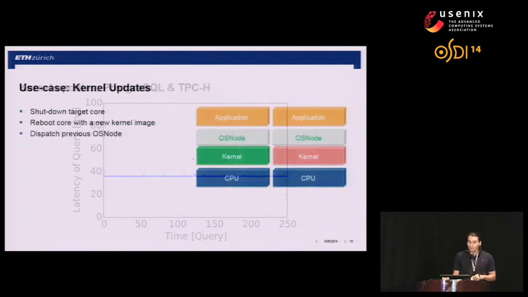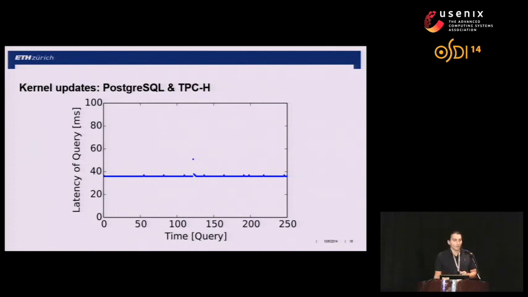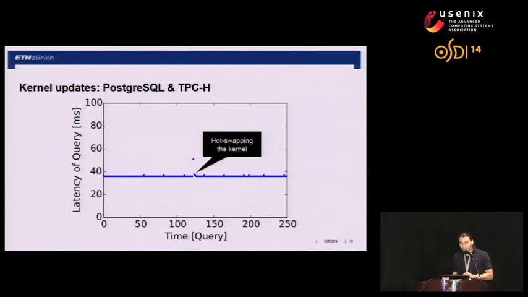So to evaluate the use case, we have here PostgreSQL running with the TPC-H database inside our OS node, and we measure latency of queries on the y-axis with queries over time on the x-axis. Now at some point we hot swap the kernel, and we see that this produces some outliers because we actually need to reboot the core. So the outliers are about 10 to 15 milliseconds, and notice that this is the same Haswell architecture where it takes about 7.5 milliseconds to boot the core in the system.